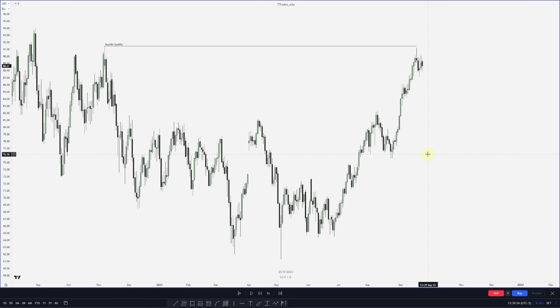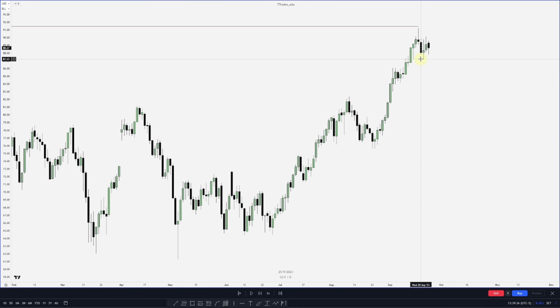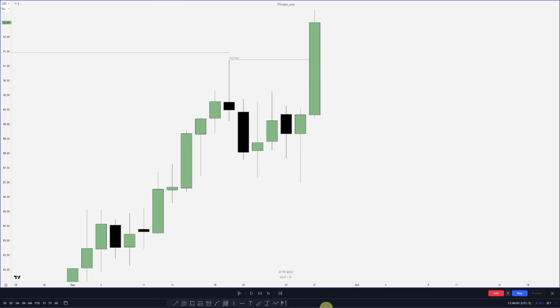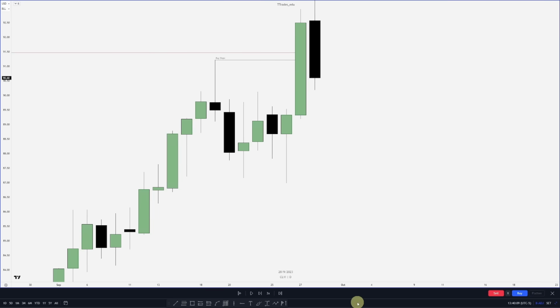So here we are on the daily chart, and we'll go ahead and zoom into this price action over here. And you can see we have the old high resting here, and then we have buy stops resting here as well. So let's let this play out and look at the different ways that order flow shifts from bullish to bearish. So here we get a raid of those buy stops and the old monthly high.